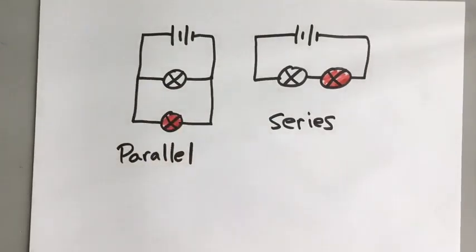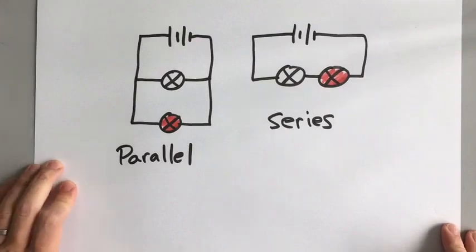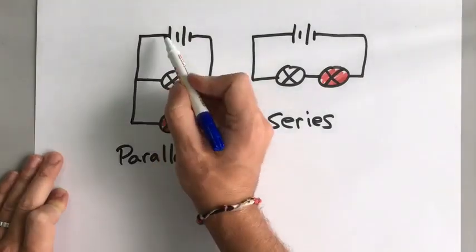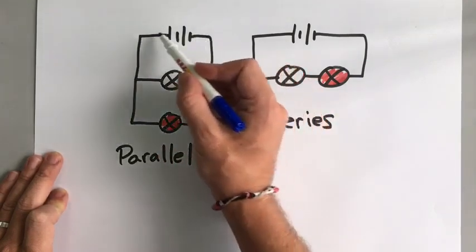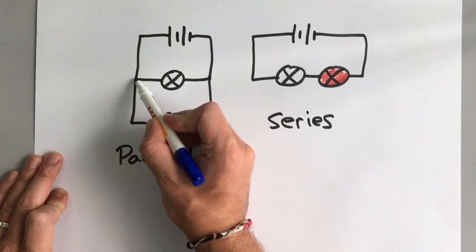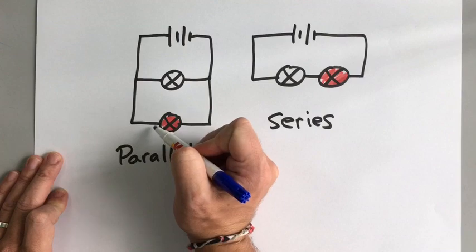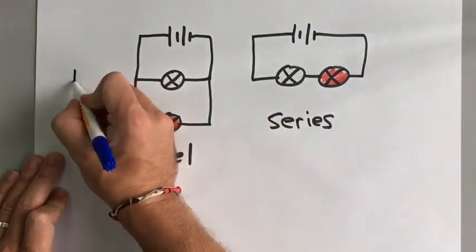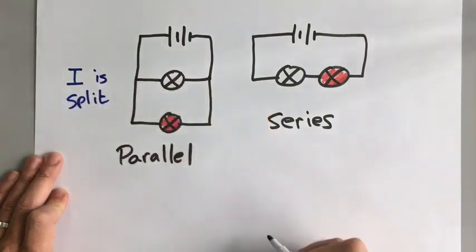That's the first thing. The second thing is how we measure current and voltage in series and parallel circuits. Now, you remember that current is the flow of electrons, and electrons can't be in two places at once. So if electrons are flowing around this circuit here, when they get to here, the electrons have two choices. They can either go this way, or they can go this way. And so the current is split between the two bulbs here.